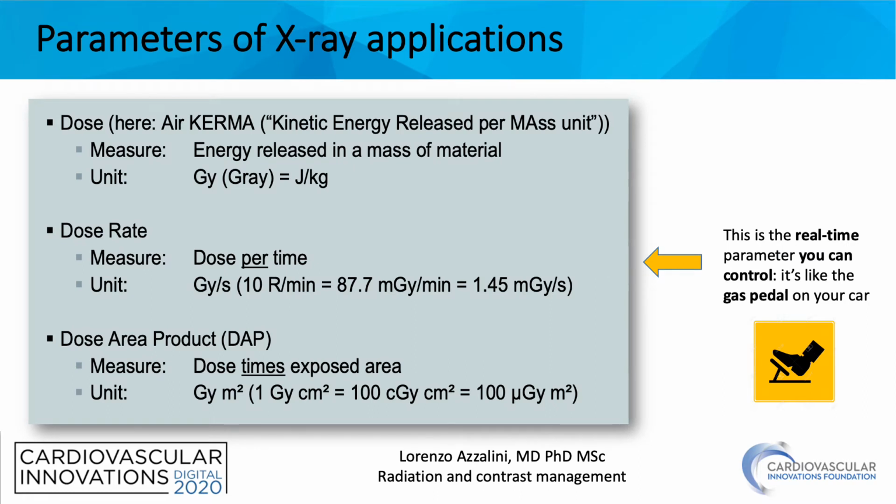How can we quantify X-ray dose? There are several parameters, like kerma, that is measured in gray and represents the risk of deterministic effects because it reflects the amount of dose that arrives at the patient's skin. Then there is dose area product or kerma area product, that is expressed in gray per square centimeter and represents the risk of stochastic effects such as cancer. And finally, there is the dose rate that is expressed in milligray per unit of time, and this is like the real-time parameter you can control during the procedure.